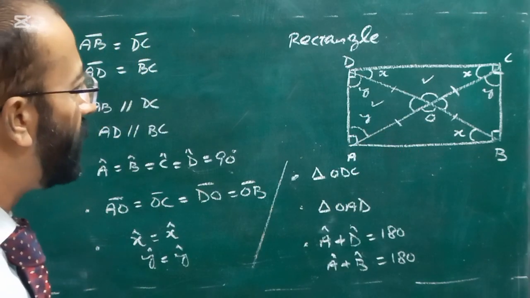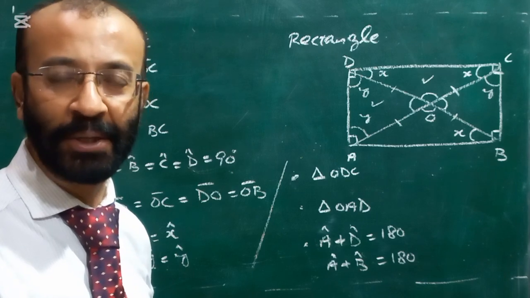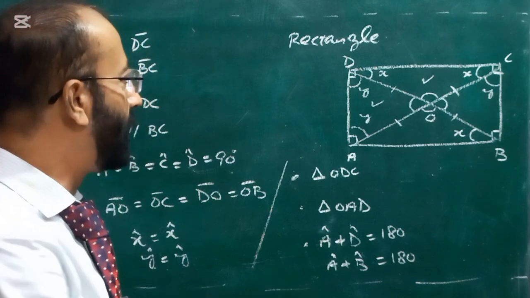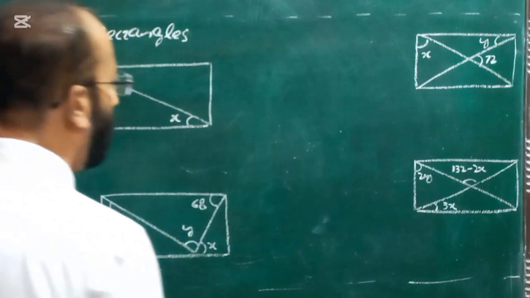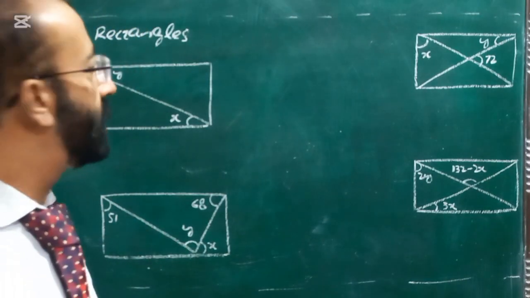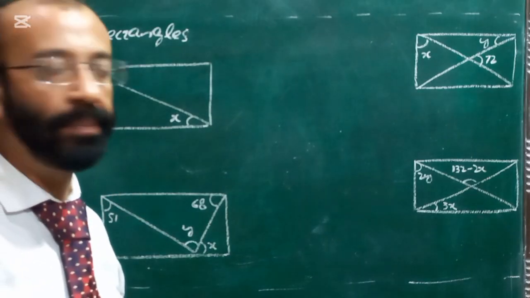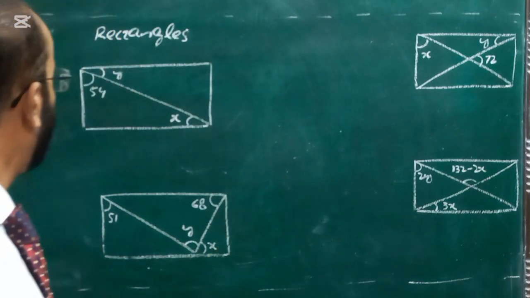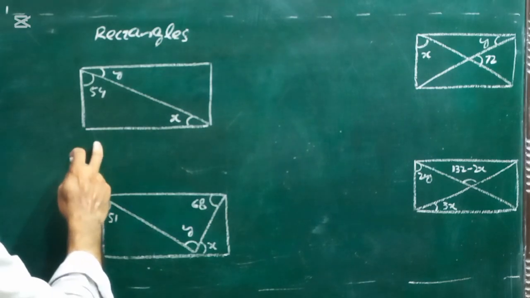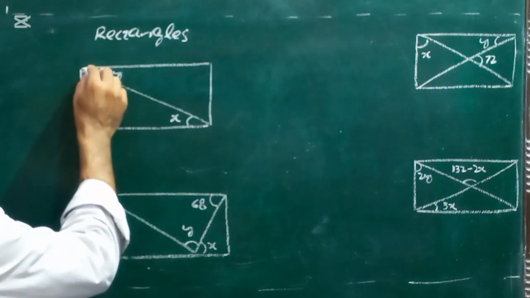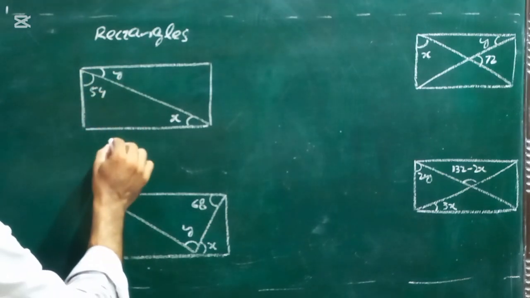So these are the properties which are applied in rectangle, and now we are going to solve some questions of rectangles. So concentrate now. Okay students, here are some figures. All figures are rectangles and the requirement is to find the unknown values. So in this part, if you see, this is a rectangle, so each angle is of 90 degrees, so it means y plus 54 will be equal to 90 degrees.